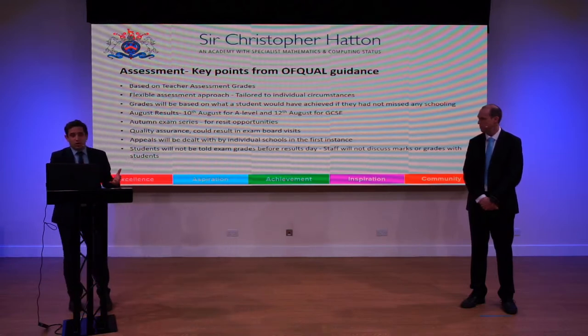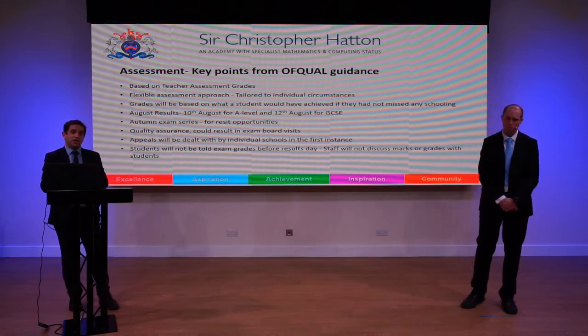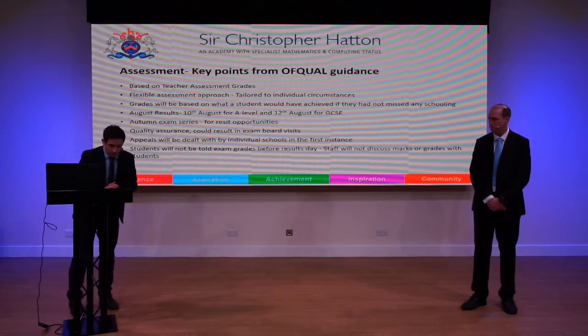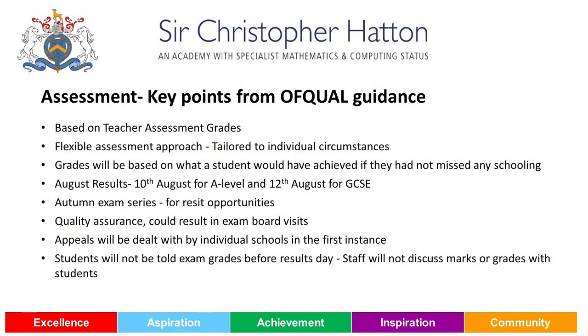And also, we have a moral responsibility. We don't want to set you up for failure in the future. We have to give you the grades that we think you would have achieved. In terms of appeals, if you're not happy with the grade that you receive in August, you can appeal that grade. In the first instance, that appeal needs to be to the academy. There'll be an appeals process, and we will give you more information in regards to that appeals process when you receive your results.